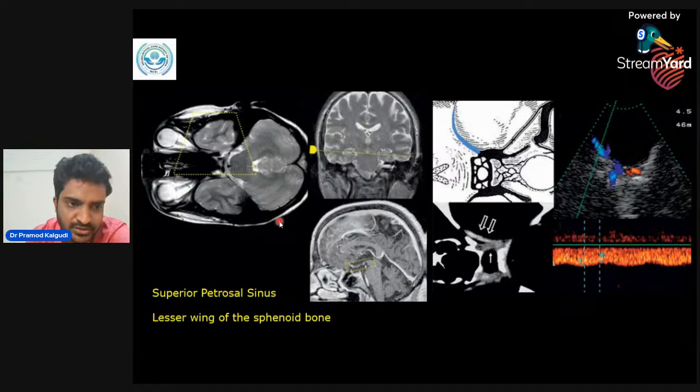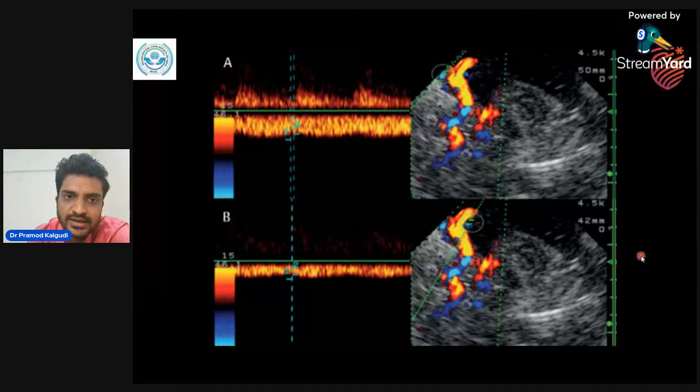The superior petrosal sinus, which you can see at the lesser wing of sphenoid. If you remember, you start off with an MCA in the axial plane and you tilt downwards or upwards to visualize the lesser wing of sphenoid. Once you visualize the lesser wing of sphenoid, put a color window and you would be visualizing this. Then you put a pulse wave Doppler to visualize the spectrum of the superior petrosal sinus.